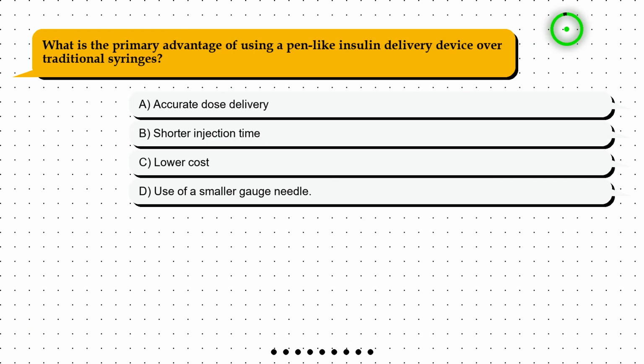Question 2. What is the primary advantage of using a pen-like insulin delivery device over traditional syringes? Option A, accurate dose delivery. Option B, shorter injection time. Option C, lower cost. Option D, use of a smaller gauge needle.